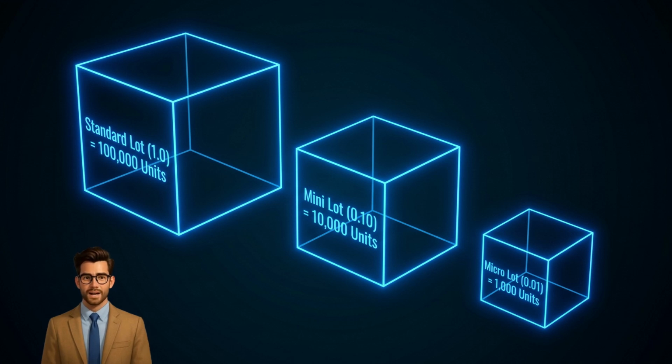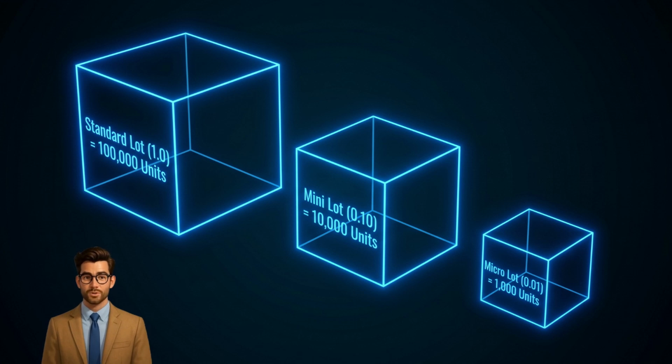Second is the mini lot, represented as 0.10. This controls 10,000 units of currency. It operates at exactly 1/10 the scale of a standard lot, meaning each pip is worth approximately $1. Third is the micro lot, represented as 0.01. This controls 1,000 units of currency, valuing each pip at roughly 10 cents. This is the ultimate tool for precise risk management on smaller accounts.